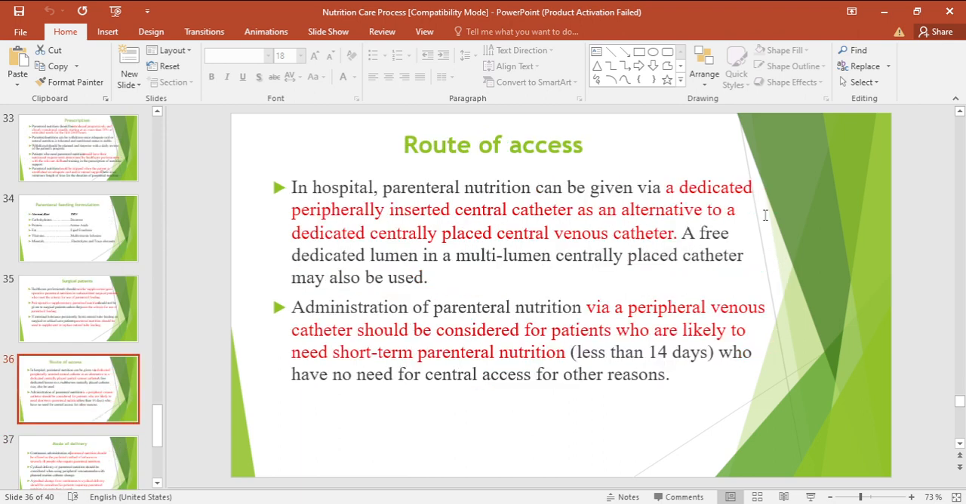Also, the route of access. It can also be given via a dedicated peripherally inserted central catheter as an alternative to a dedicated centrally placed central venous catheter. The administration of parenteral nutrition via a peripheral venous catheter should also be considered for patients who are likely to need short-term parenteral nutrition, that is less than about 14 days, that have no need for central access for other reasons.